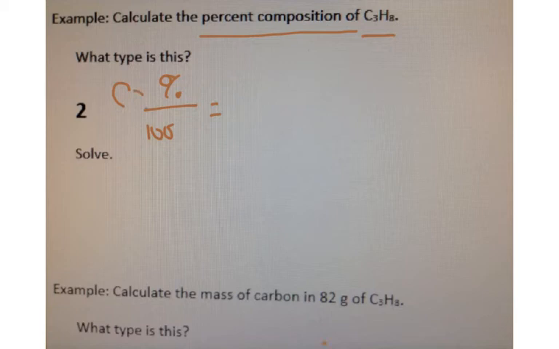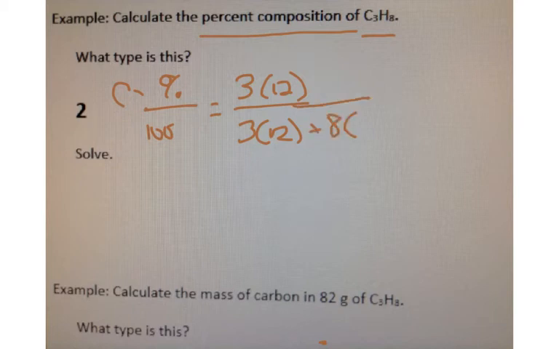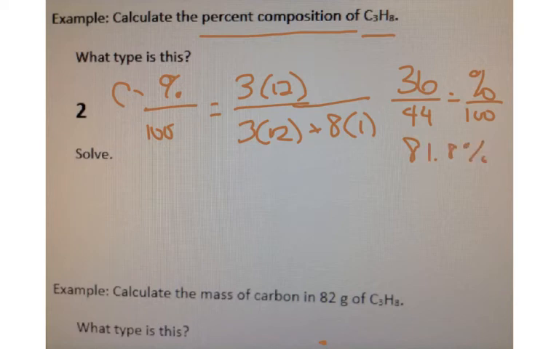So what is the mass of carbon? Well, it is 3 times 12 because we have 3 carbons in C3H8. And we're going to divide it by the molar mass, which is 3 times 12 plus the 8 hydrogens, each with a mass of 1. So in reality, this is going to equal 36 over 44 is equal to your percent over 100. When you cross-multiply and divide, what you get is that carbon contributes 81.8% of the mass to C3H8.